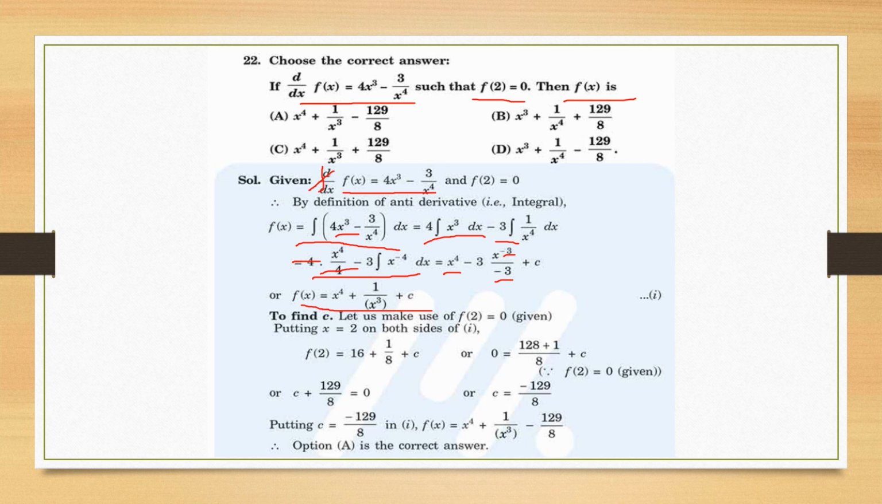Right. Now to find c, f(2) is given as 0. So f(2) means put 2 in place of x. So f(2) is 16 plus 1 upon 8 plus c. Right. So c plus 129 by 8 is 0, so c will become minus 129 by 8. Right. So put it in your function here. So it becomes x raised to power 4 plus 1 upon x cube minus 129 by 8. Right. So which option is correct? Option A is correct.